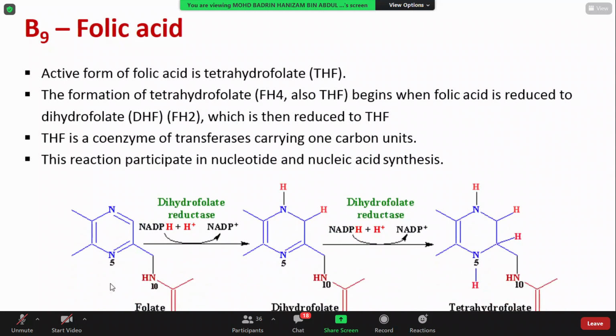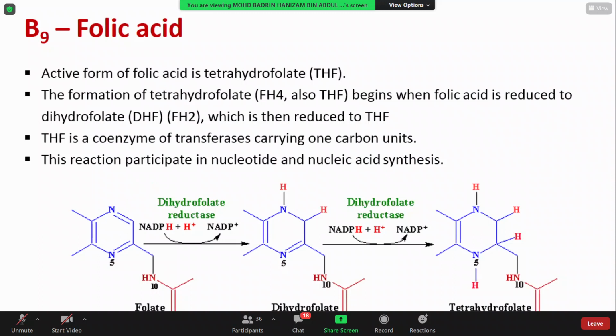So folate is not the active form yet. That's why we need to convert folic acid or folate into the most active form, tetrahydrofolate. This tetrahydrofolate can be used by our body to synthesize nucleic acid. Our body cannot use folate to synthesize nucleic acid. Our body cannot use dihydrofolate to synthesize nucleic acid, because these two forms of folic acid, B9, are not the active form.